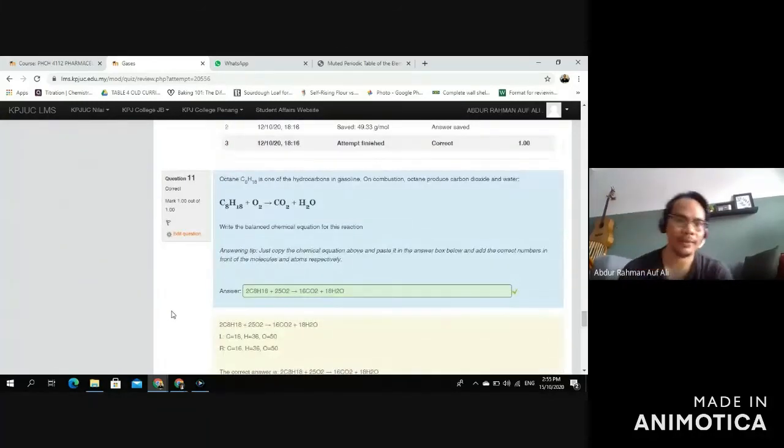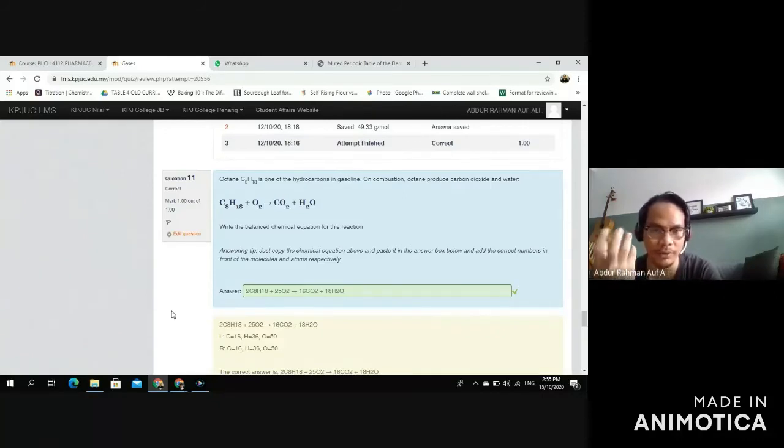Question 11. Okay, octane, C8H18, is one of the hydrocarbons in gasoline. So on combustion, when we burn octane, it produces carbon dioxide and water. So this is the chemical equation: C8H18 plus O2. C8H18 is octane, plus O2 because when we want to burn, we need oxygen.